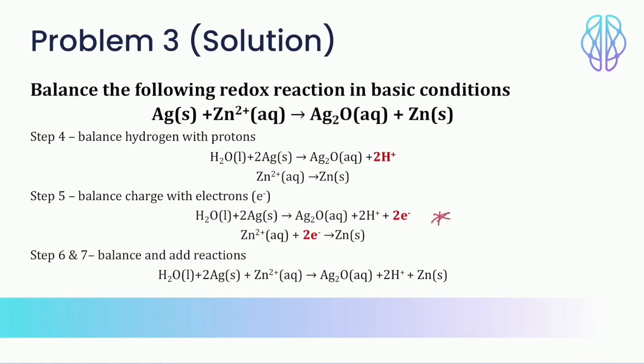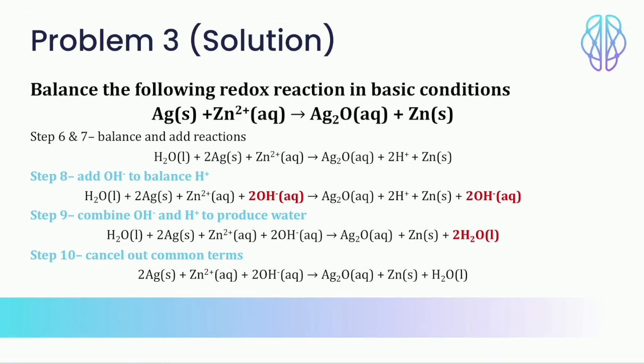Now, the following step is to balance and add the reactions. We don't need to balance because the 2 electrons are fine. They're going to cancel one another out. And here we've balanced it and we've added the 2 reactions, cancelling out any terms. This one, unfortunately, the only terms we had to cancel out were the electrons. We didn't have anything else to cancel out. Let's jump over to the next step.